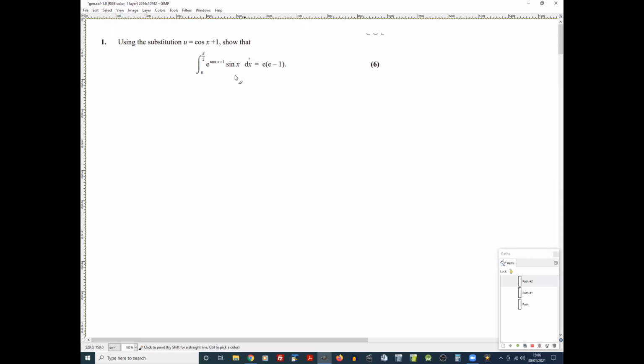How would you set about getting sine x in terms of u? I'm not sure about sine x actually. Well, let's get cos x in terms of u. So cos x could be u take away 1. And what's sine in terms of cos?